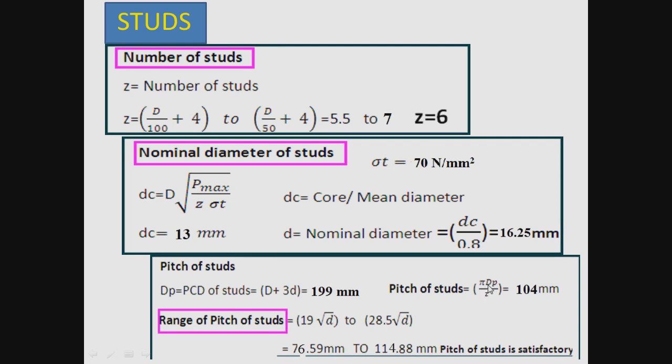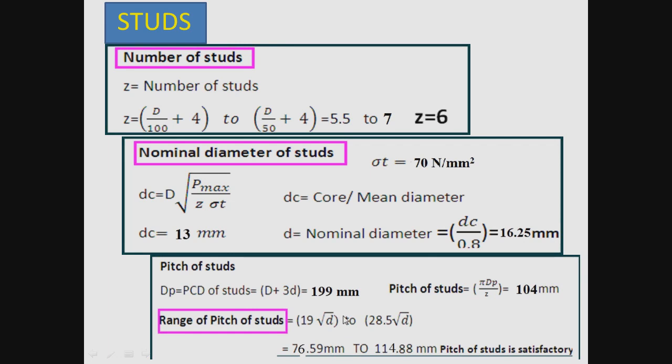Next is the pitch of the studs. Pitch of the studs is given by pi dp by z. So dp value is 199, z is 6. So if you substitute values, you will get the pitch of the studs as 104 mm.